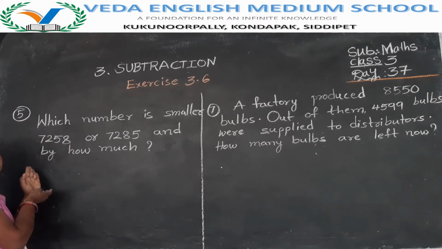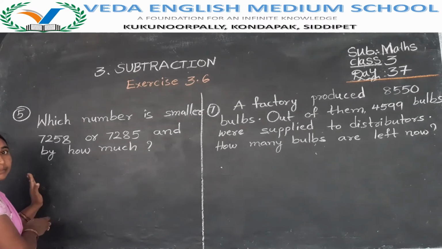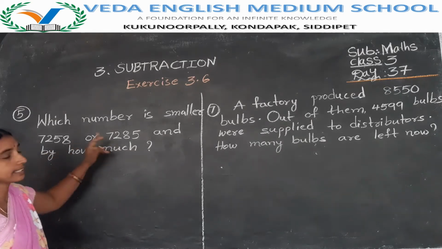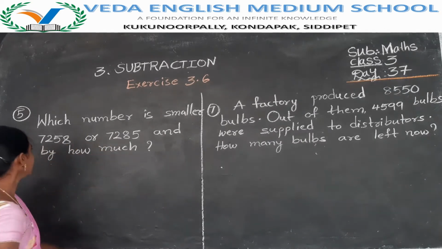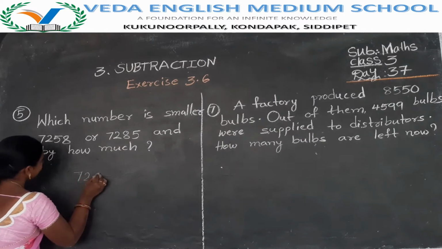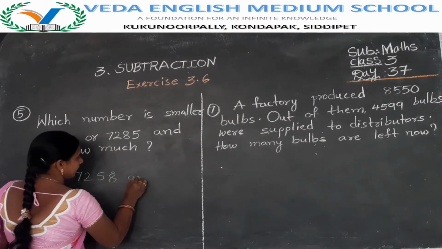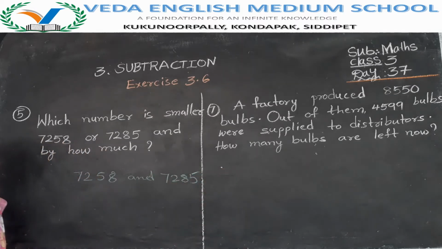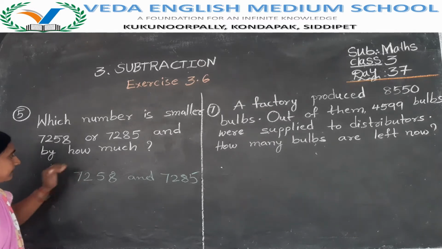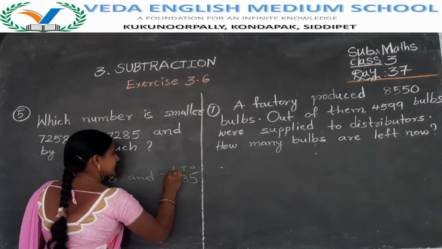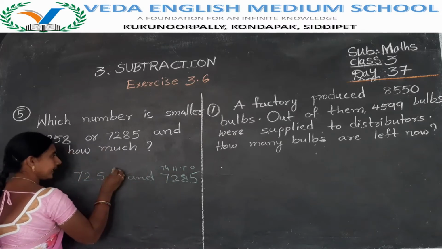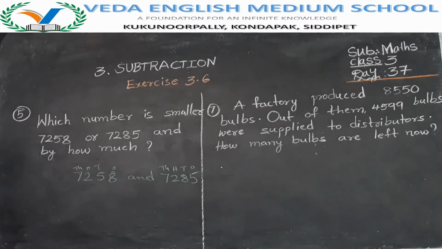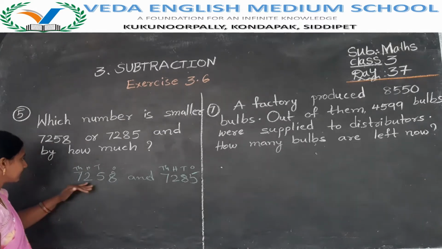Given here are two numbers. Which one is the smaller, and which one is the bigger? First of all, compare these two numbers, 7258 and 7285. First write the place values: ones, tens, hundreds, thousands. Here also write ones, tens, hundreds, thousands. Compare the place values.